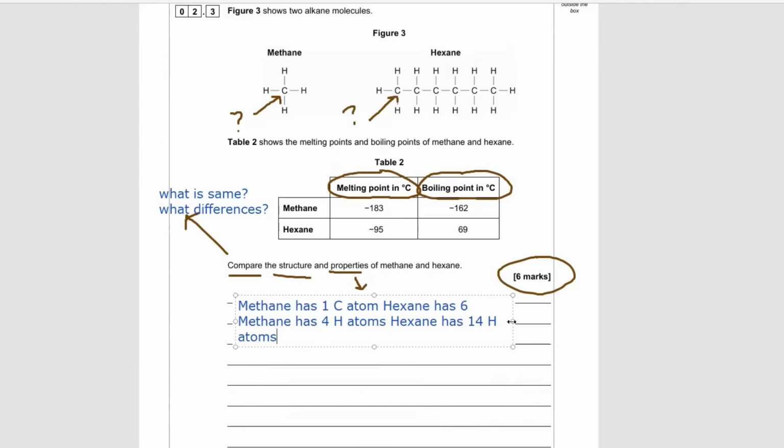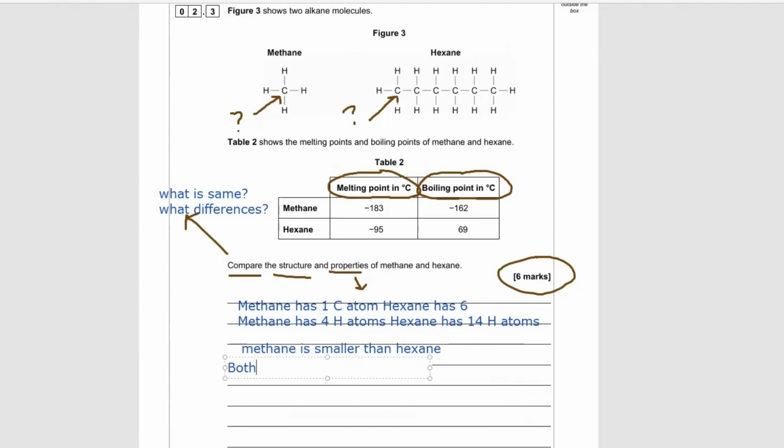They both contain single CH bonds. They both contain CC bonds. Oh, actually, hexane has carbon-carbon bonds, CC bonds. Methane doesn't, so that's a difference. They both contain covalent bonds. They're both hydrocarbons. Hydrocarbons are compounds that only contain carbon and hydrogen, so they're both hydrocarbons.